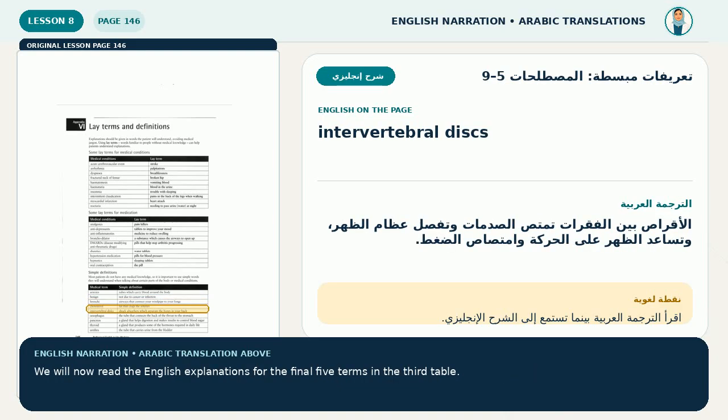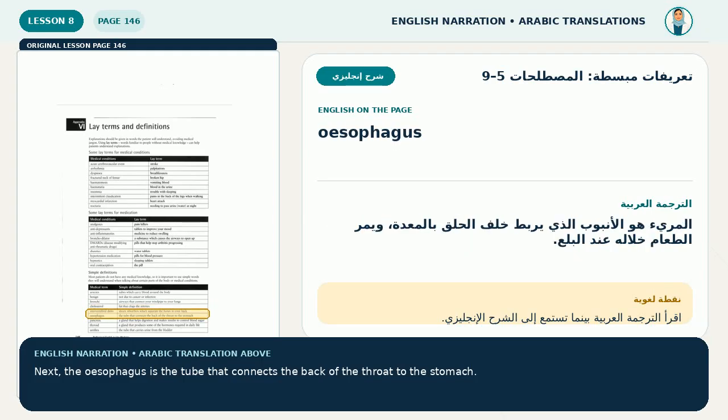We will now read the English explanations for the final 5 terms in the third table. First, intervertebral discs are shock absorbers which separate the bones in your back. They sit between the vertebrae, or bones of the spine, and help the back move and absorb pressure. Next, the esophagus is the tube that connects the back of the throat to the stomach. Food travels through this tube when you swallow.